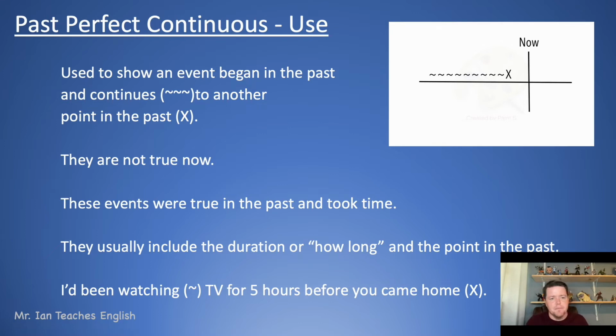Here's an example for you. I'd been watching TV for 5 hours before you came home. Now, two events here. Watch TV before you came home. But the past perfect continuous shows us that watching TV happened before, and the continuous part shows us at the same time. So you began watching TV 5 hours before they came home and continued to watch TV until they came home, at which time you probably turned it off or you answered this question.